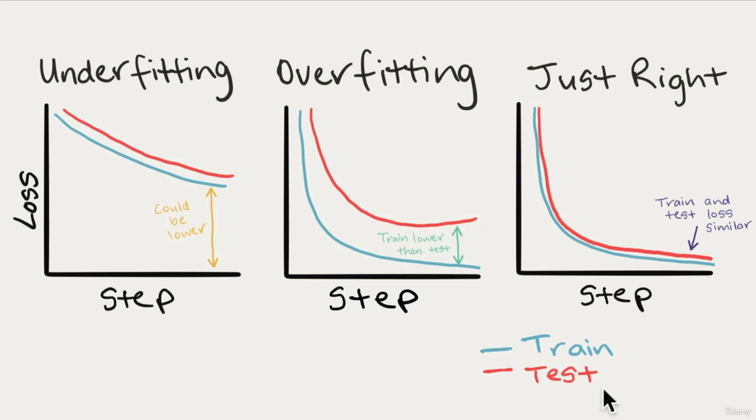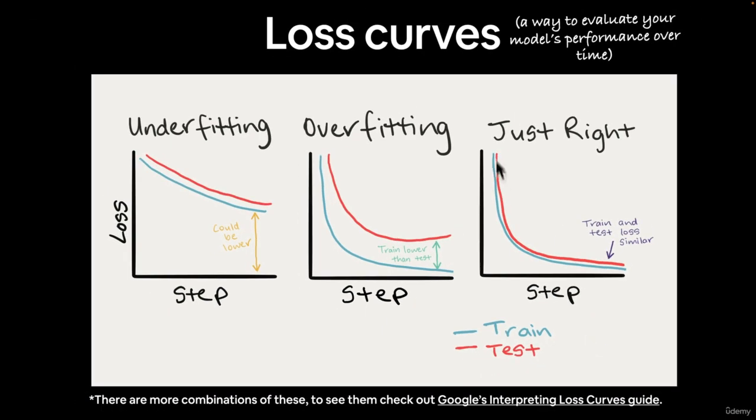That's another thing to note here, is that I've put training and test sets here. You could also do this with a validation data set. And that the just right, the Goldilocks zone, is when our training and test loss are quite similar over time.